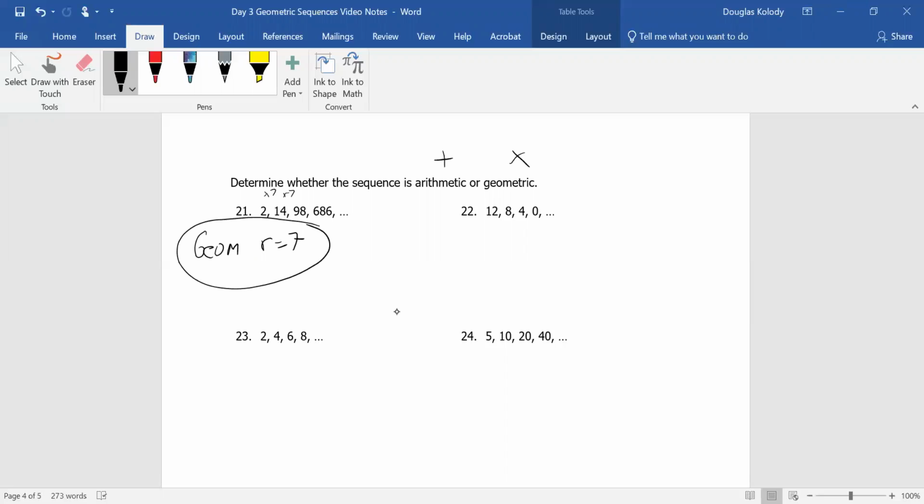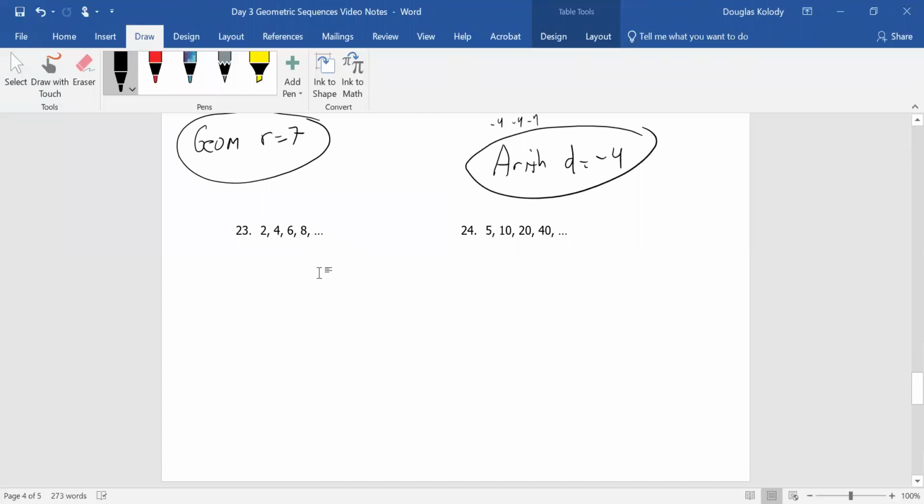Let's see here. Oh, 12 minus 4 is 8. 8 minus 4 is 4. Yeah, so this is arithmetic, but D is -4. Remember, if it's arithmetic, make sure you write D. If it's geometric, make sure you write R. 2, 4, 6, 8. Who do we appreciate? Arithmetic sequences, that's who. And D equals 2. I hope you figured that one out.